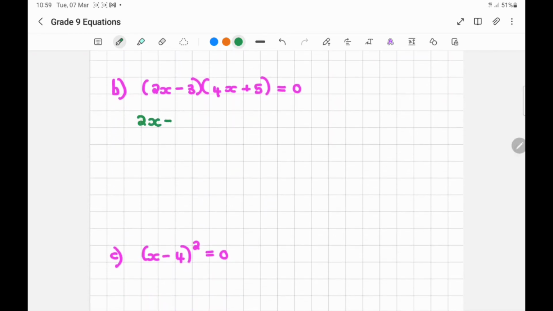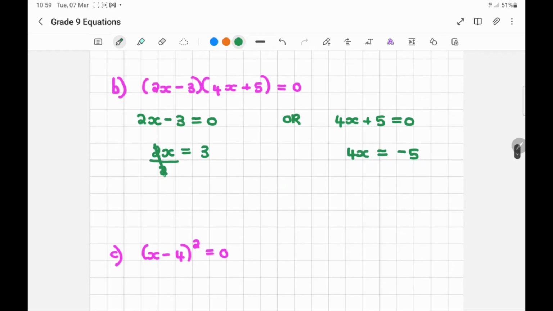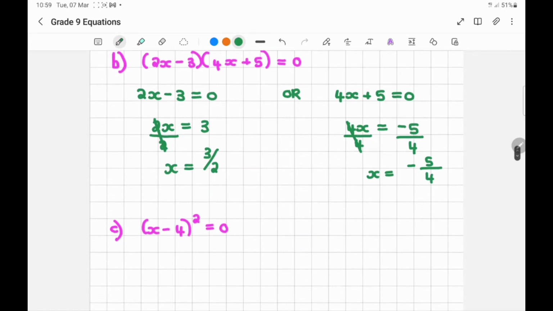So 2x minus 3 is equal to 0, or 4x plus 5 is equal to 0. Okay, add 3 on both sides, and you'll be left with that. I'm going to subtract 5 on each side, which gives me that. Then you're going to divide by 2 to get x alone. And what you do on the one side, you have to do on the other side. And over here, divide by 4 to get x alone. What you do on the one side, you have to do on the other side. So x is either negative 5 over 4, or x is 3 over 2.